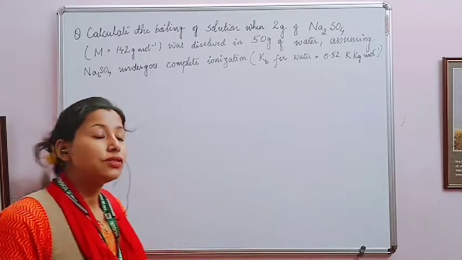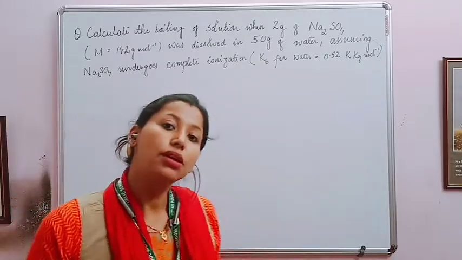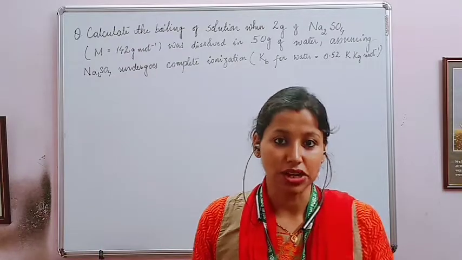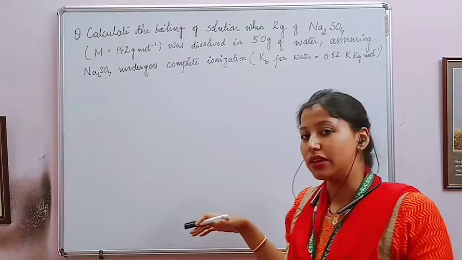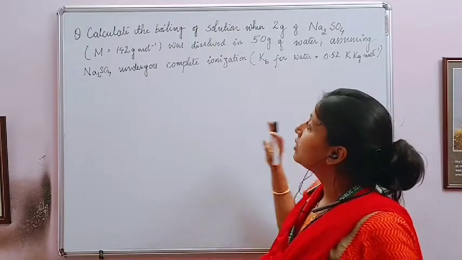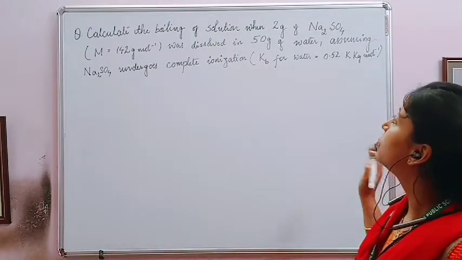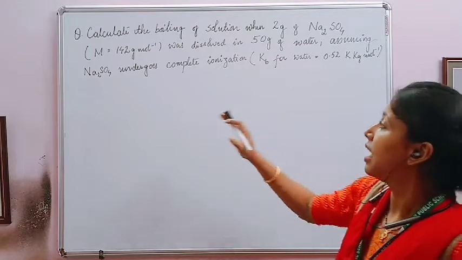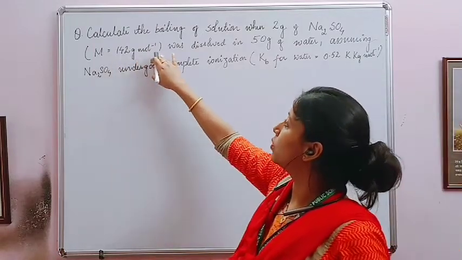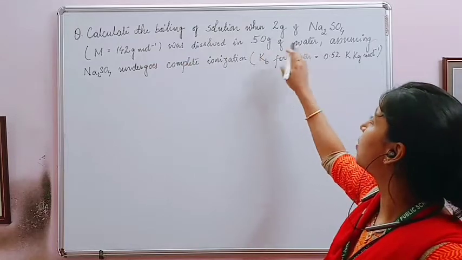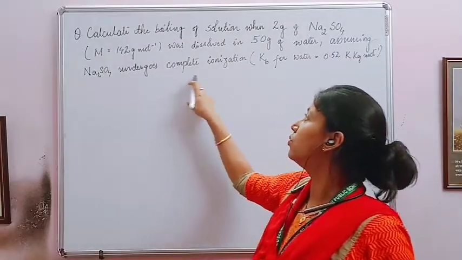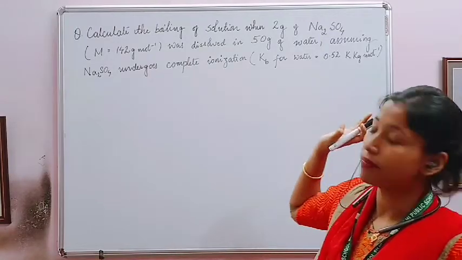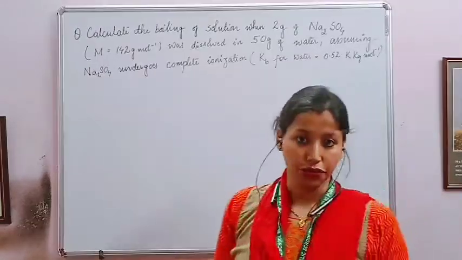Alright, so the numerical that we are going to discuss using the Van 't Hoff factor equation is the one that I've written on the board. Let's read the question. Calculate the boiling point of the solution when 2 gram of sodium sulfate, having molar mass 142 gram per mole, was dissolved in 50 gram of water, assuming sodium sulfate undergoes complete ionization. Kb for water is given to you.